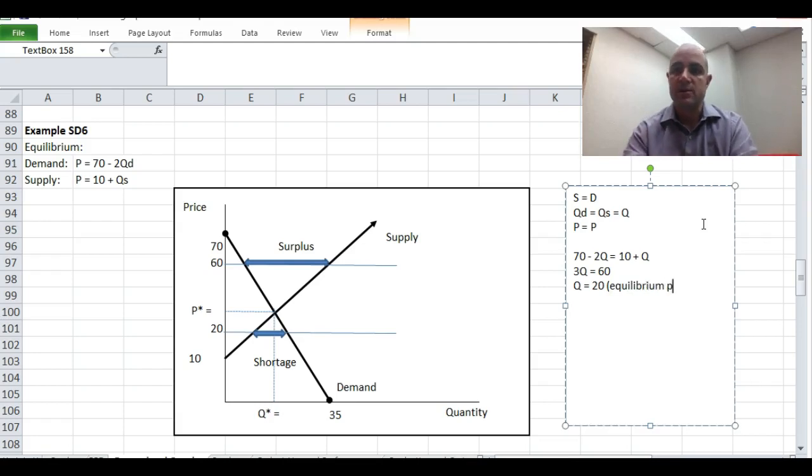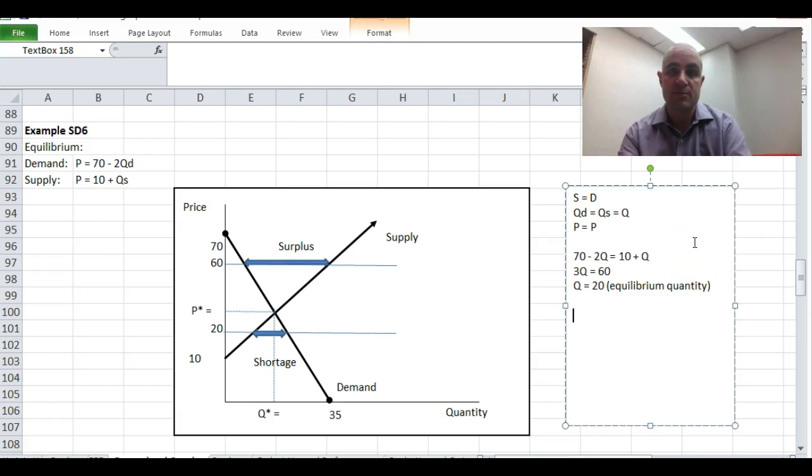This is our equilibrium quantity. So to find the price, all you have to do is plug that quantity into either equation. Because the price was the same and the quantity was the same, it shouldn't matter which one you put it into. And by the way, that's always a good check to make sure you have the right answer.